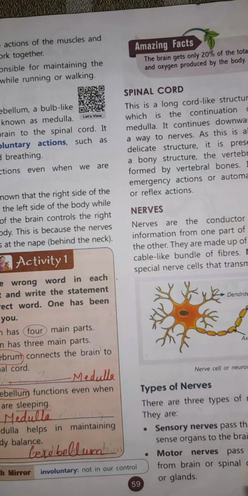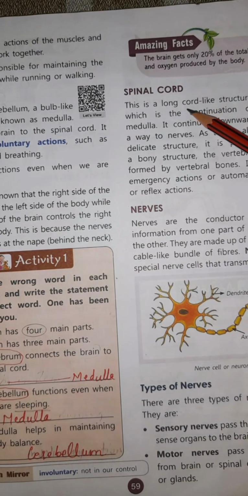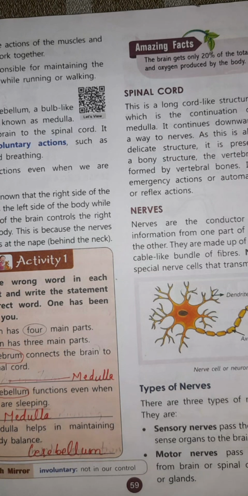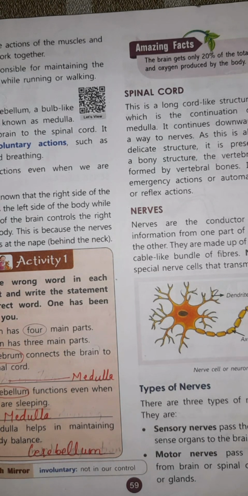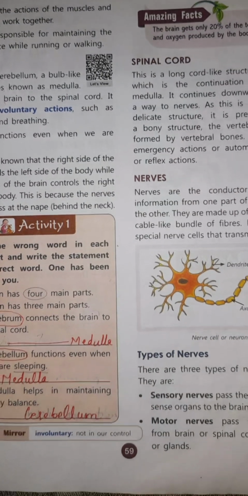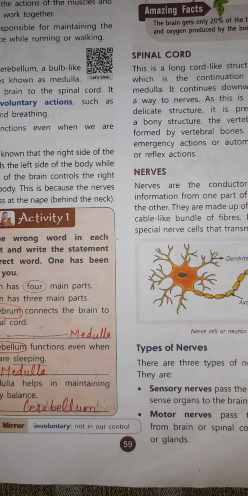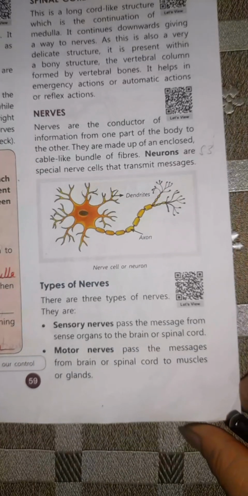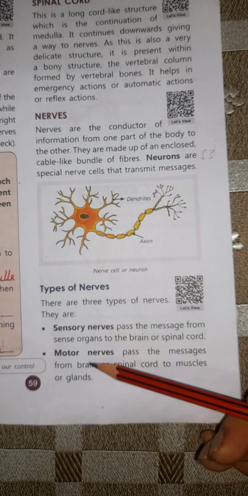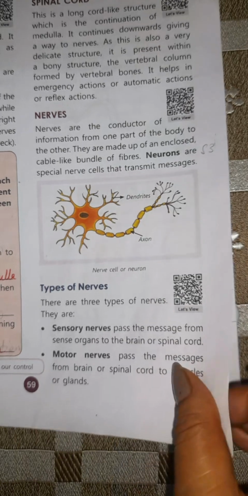Now we have learnt about the spinal cord and nerves. The spinal cord is a long cord-like structure which is the continuation of the medulla, and this is also a very delicate structure. Nerves are the conductors of information from one part of the body to the other, and they are made up of cable-like bundles of fibers. We have learnt about types of nerves. There are three types of nerves: sensory nerves, motor nerves and mixed nerves.